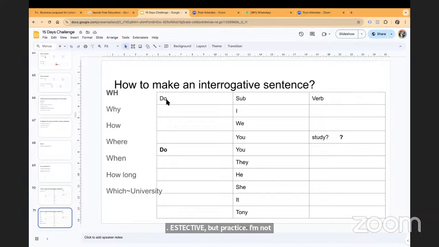Do you study? How do you study? How do they study? How does he study?